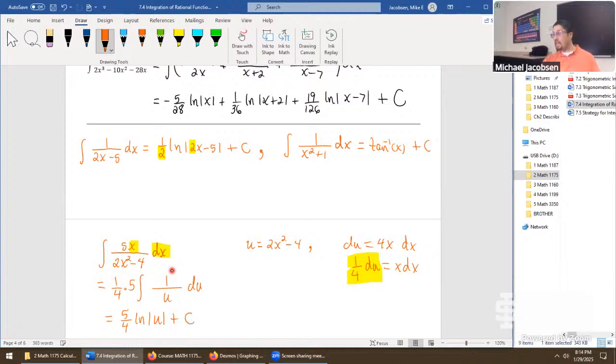Add in your constant, and then just unwind your substitution. 5/4 natural log. Here, I still need my absolute value because 2x squared minus 4 can be positive or negative depending on the quantity x. So that stays in. If it was a plus 4, you could drop those absolute values if you want, but if you left them in, no harm, it's still completely correct. Let's go back to the right thing, the actual negative sign.